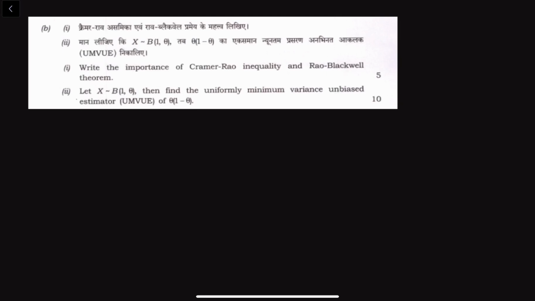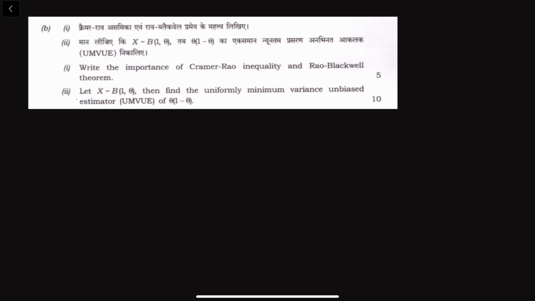In this video, we'll be looking at the second part of the third problem of UPSC 2024 Civil Services Mains Statistics Optional Paper 1. It has two parts. The first part is to write the importance of the Cramer-Rao inequality and the Rao-Blackwell theorem. The second is: if X follows Binomial(1, theta), find the uniformly minimum variance unbiased estimator of theta and of theta into 1 minus theta.